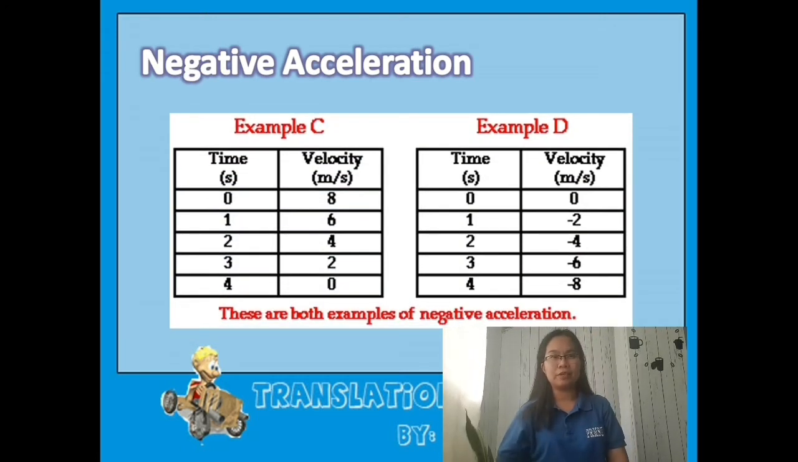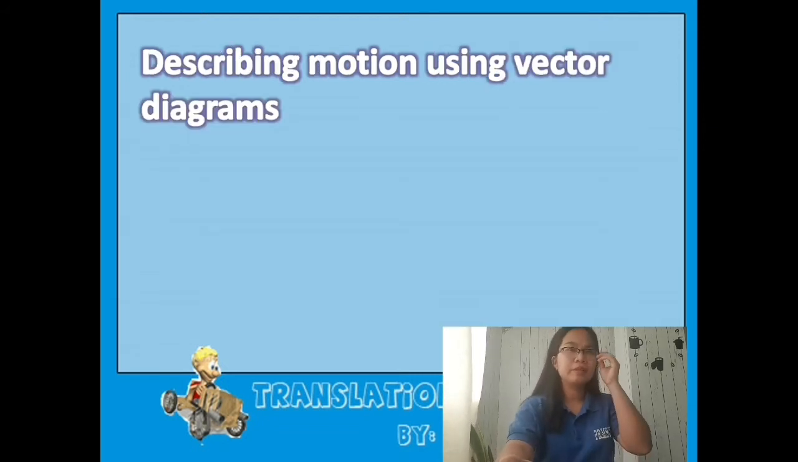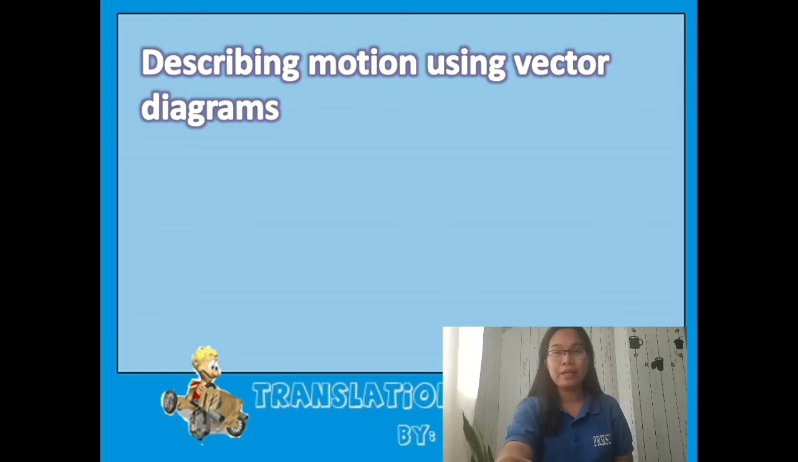Negatively accelerating object. You can see here from a velocity of 8 meters per second, it became 6, then 4. So the velocity is decreasing. So that is a negative acceleration. Another example is example D, from 0 to negative 2, negative 4. So again, these are both examples of negative acceleration, or we can say that the object is decelerating.